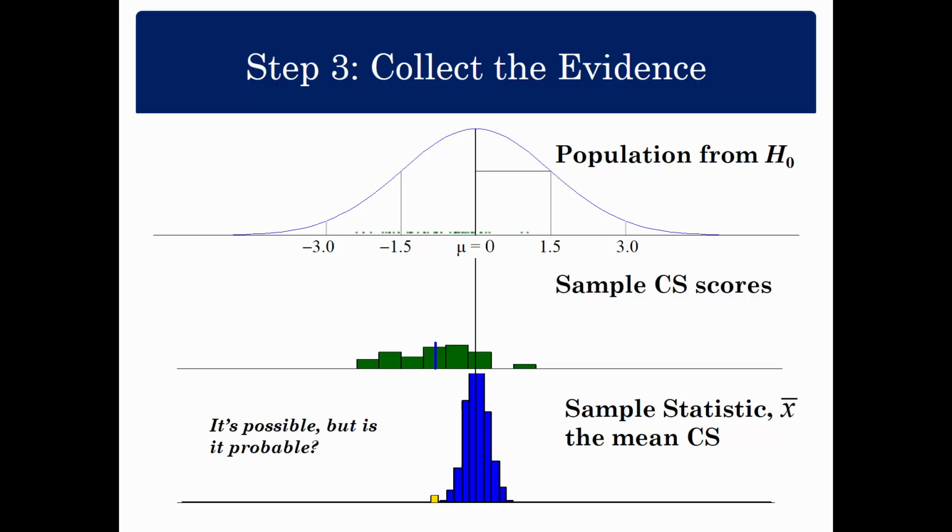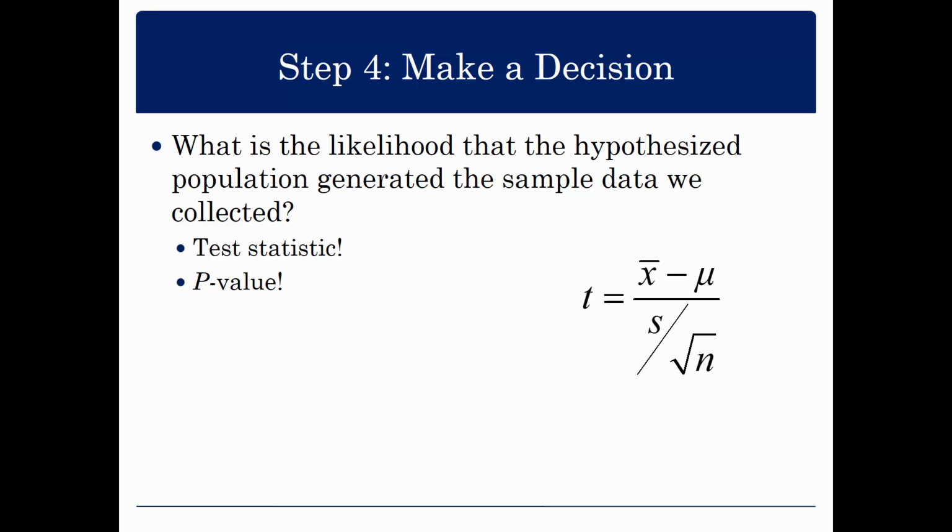What do you think, what's the likelihood of getting that yellow mean, which is what we got, if this is the distribution of all possible means that could have come from experiments done in this way? How many experiments would result in that yellow mean? Virtually zero, right? That's the p-value. And there's two ways that we can tell our reader, our audience, how different what we observed is from what the null hypothesis told us to expect. That's the test statistic and the p-value.